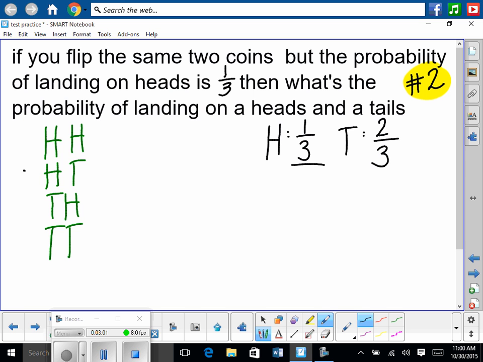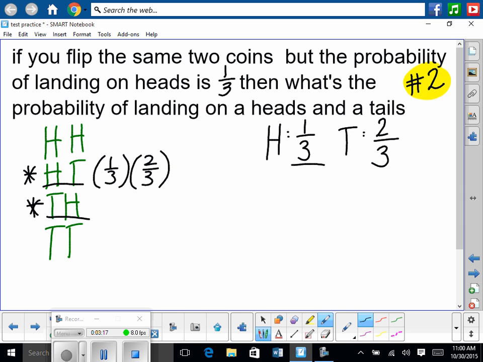Alright, so looking at this, it says, what is the probability of landing on a heads and a tails? Well, where does that happen? Right there and right there. Well, let's find the probability of landing on heads and tails. Well, the probability of landing on heads is 1/3. The probability of landing on tails is 2/3. So right there, that's the probability of getting heads and tails.